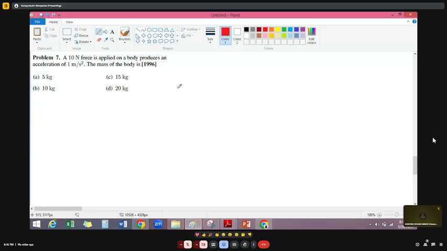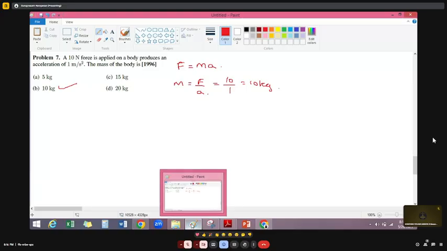A 10 Newton force is applied on a body and produces an acceleration. So I think it's a very direct formula. F is equal to ma, so m is equal to F by a. So 10 divided by 1, so 10 kg. Okay, nothing very difficult there. Very easy.